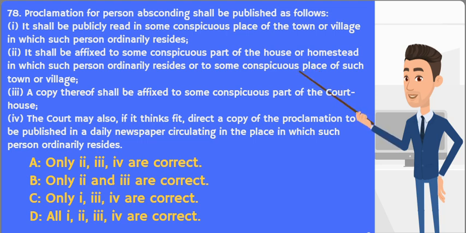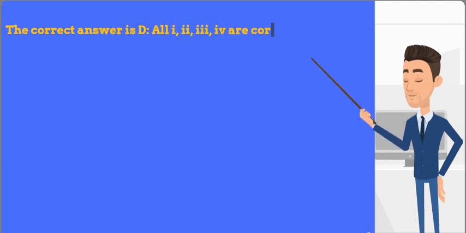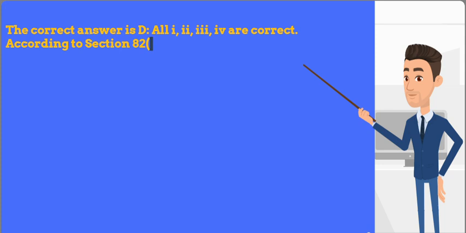Third, a copy thereof shall be affixed to some conspicuous part of the courthouse. Fourth, the court may also, if it thinks fit, direct a copy of the proclamation to be published in a daily newspaper circulating in the place in which such person ordinarily resides. The correct answer is D. All 1, 2, 3, 4 are correct.